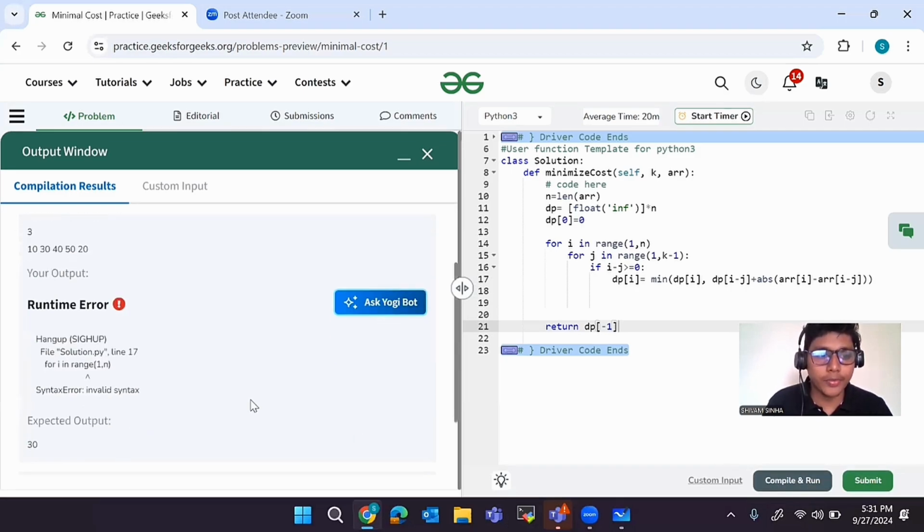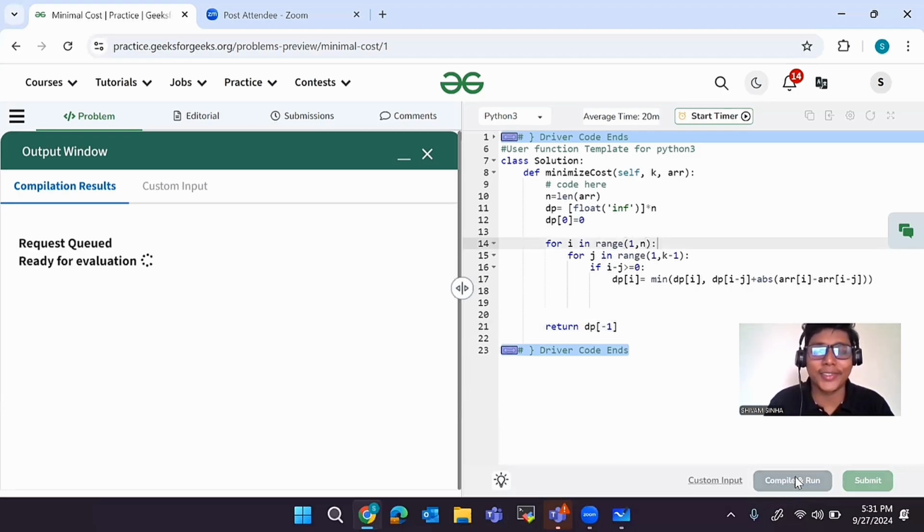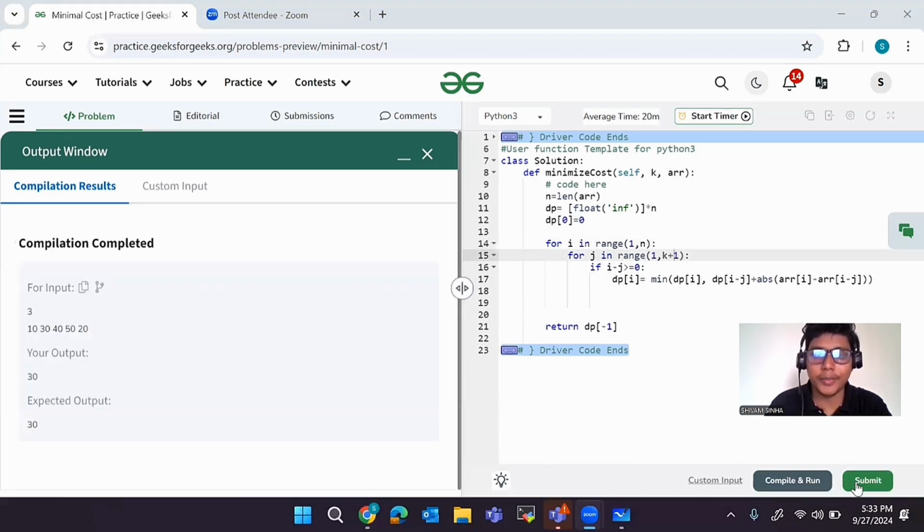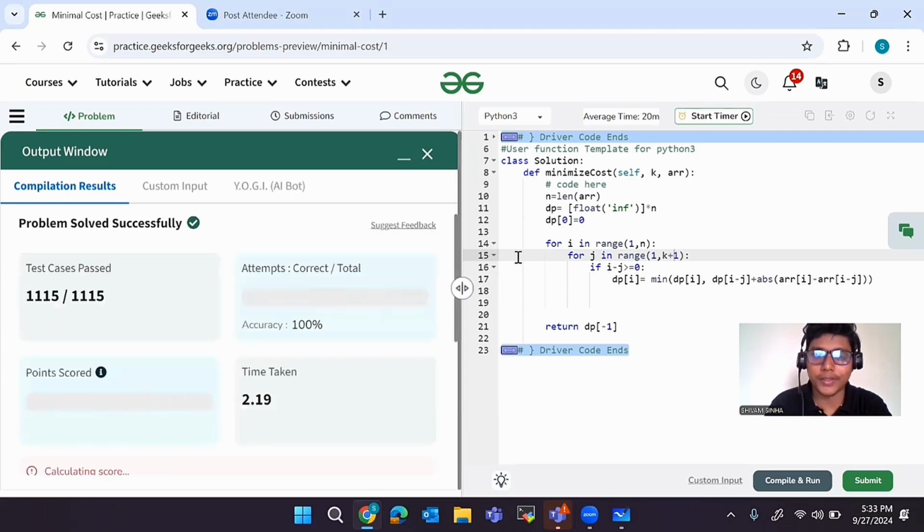Okay, for i in range 1 to n, just a minute. Okay, I missed a colon here. So now let's try to compile the code. Yeah, so it is working fine now. Let's submit the code and let's see if it is passing all the test cases or not. So if you see, it is passing all the test cases, right?